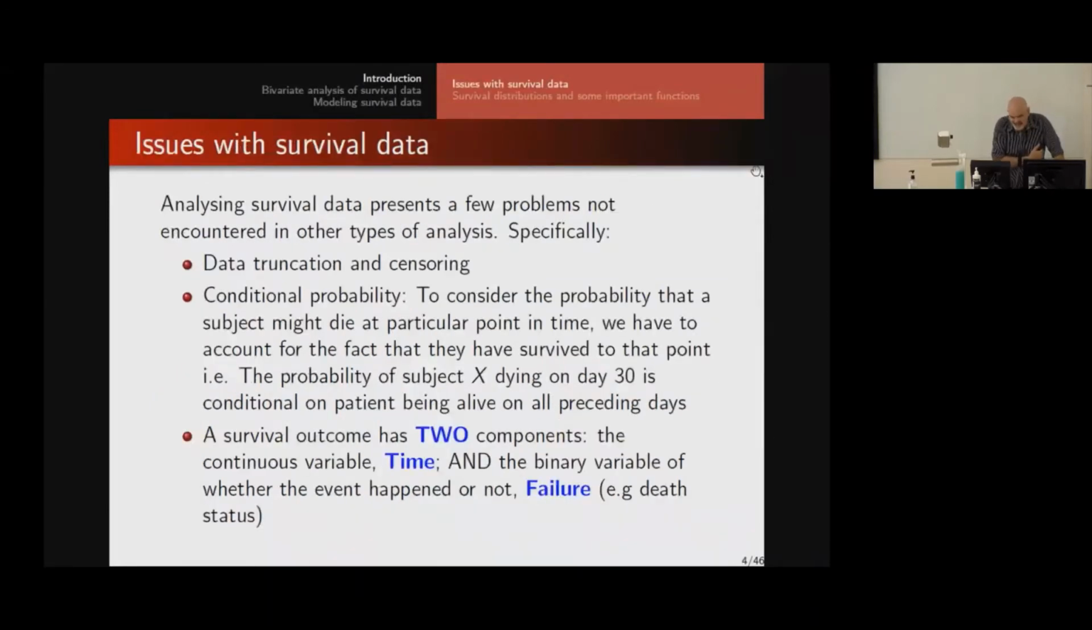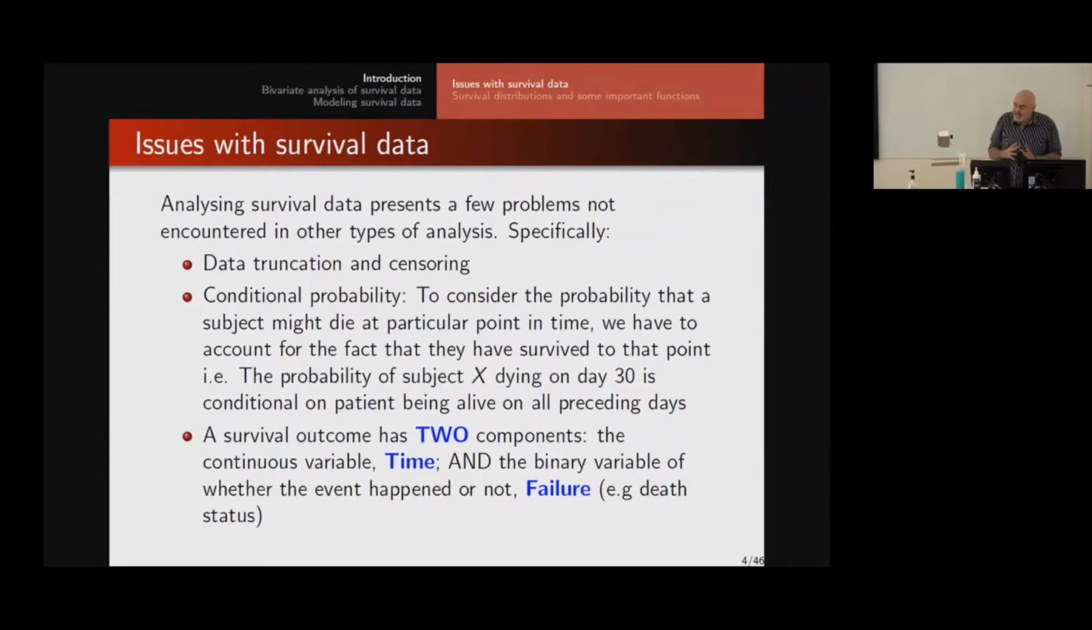So what is it that is weird about survival data? It presents a few problems that we don't see elsewhere, specifically data truncation and censoring, and I'll go into a little bit more detail about that soon, but also conditional probability. To consider the probability that a subject might die at a particular point in time, we have to account for the fact that they have survived up to that point. In other words, the probability of subject X dying on day 30 is conditional on them being alive on all of the preceding days.